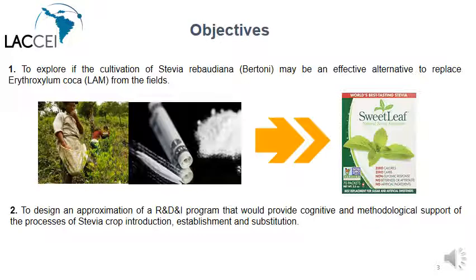The objectives of our research are, in the first place, to explore if the cultivation of stevia may be an effective alternative to replace illegal coca crops from the fields, and secondly, to design a research and development program that would provide knowledge and methodological support for the processes of stevia crop introduction.